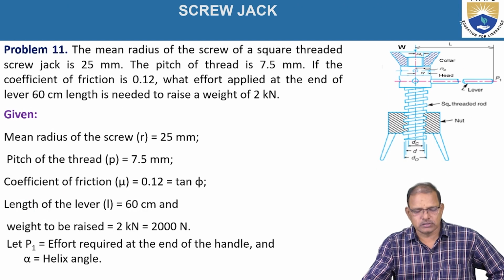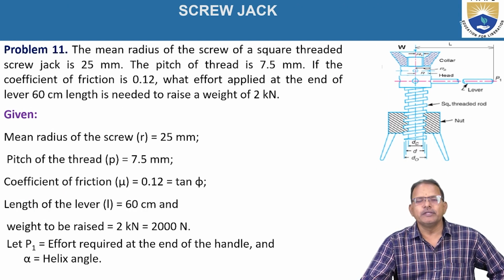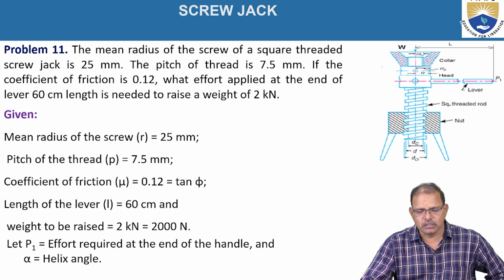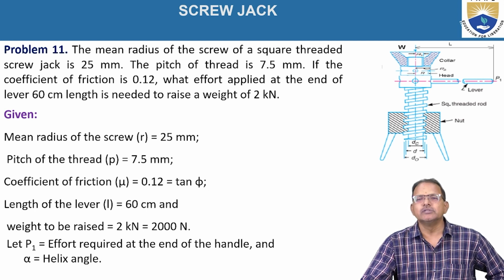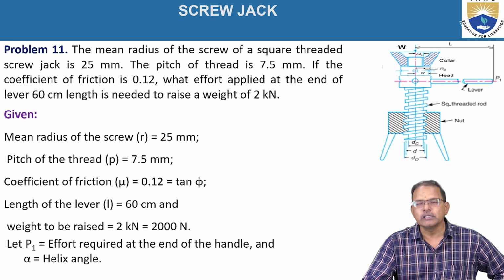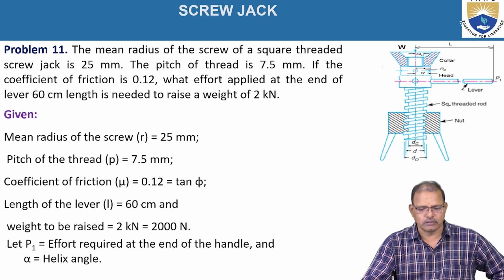Now the screw jack. It is generally called screw friction. The application of screw friction: the screw jack is used to lift or lower heavy loads by applying a minimum force or effort at the end of the lever.